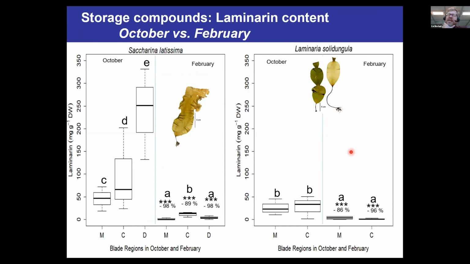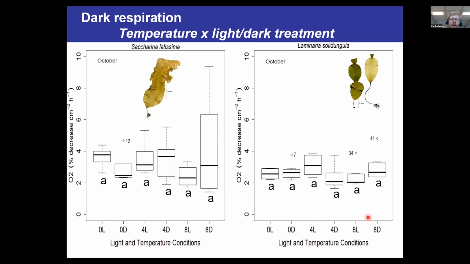But this has a cost, of course, and this is this long-term sugar, this storage polysaccharide I told you about. You can see that this is completely consumed over the winter. Here in Laminaria solidungula, which has less amount of this anyways, but it's really consumed, depleted almost entirely. That was interesting. And now we wanted to see how this is working at different temperatures.